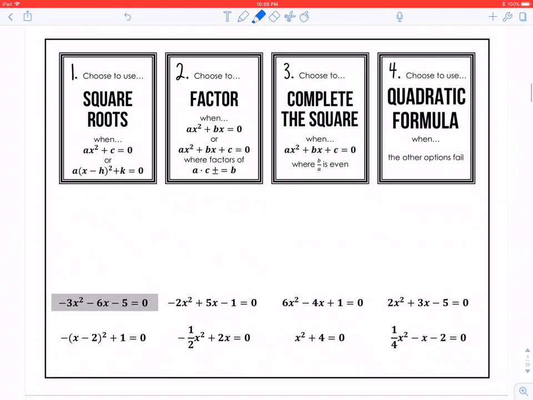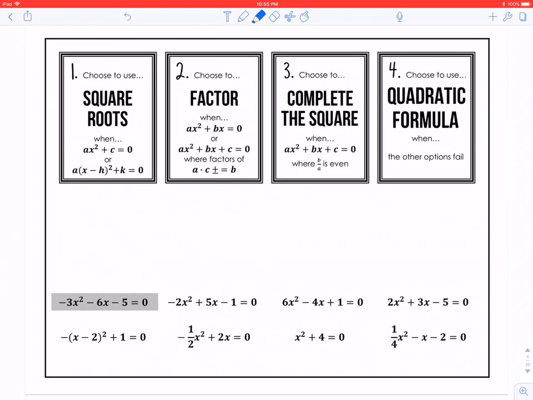Let's roll through our progression with negative 3x squared minus 6x minus 5 equals 0. Okay, so the first question is, can I use square roots? Do I only have one variable term? Nope, that's out because I see x squared and x.